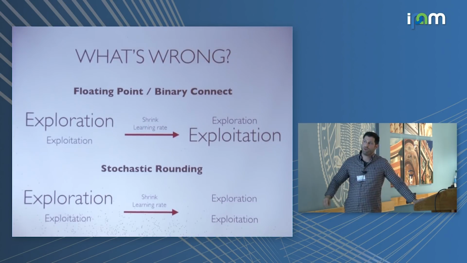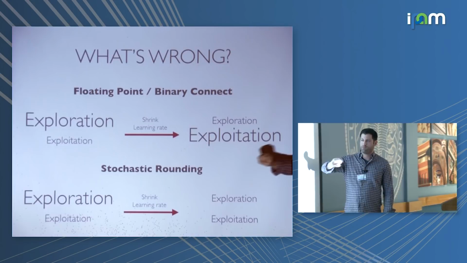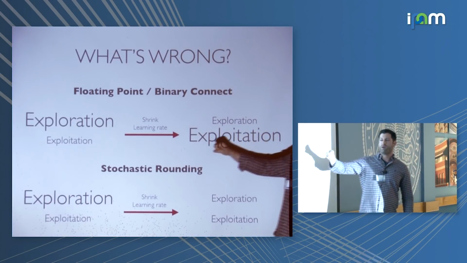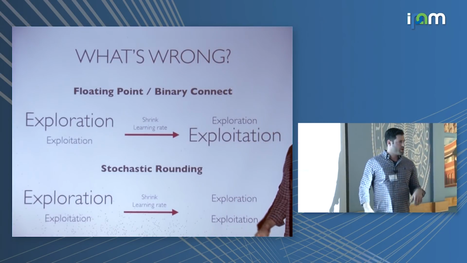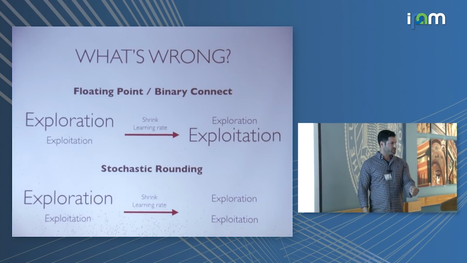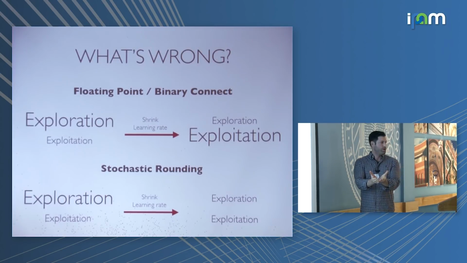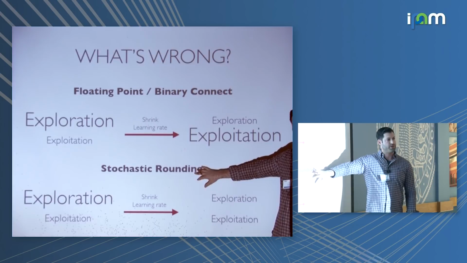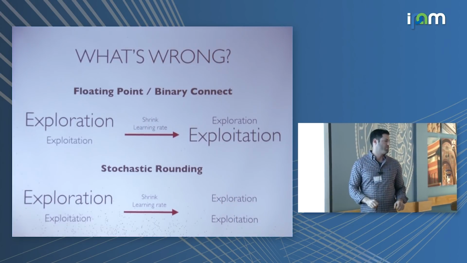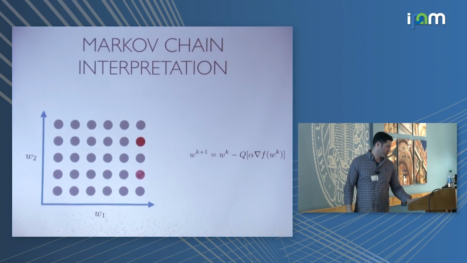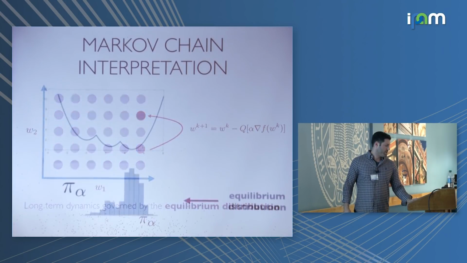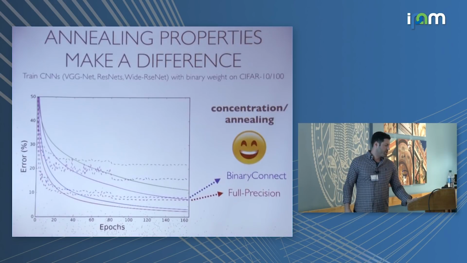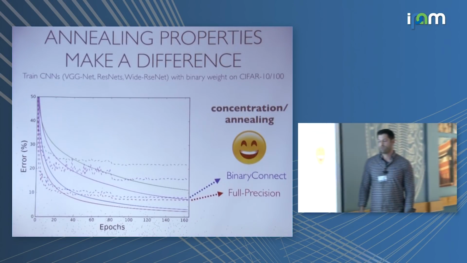And what we can actually prove is that these fully floating point algorithms, like binary connect, have an exploration-exploitation trade-off. So when the learning rate is large, they explore the landscape, and as the learning rate decays, they sort of aggressively settle into local minimizers, and they concentrate on those minimizers. But you can look at stochastic rounding, which is a fully quantized method, and this method doesn't have these concentration properties. I'll skip ahead a few slides. But in a nutshell, the lack of concentration properties explains the difference between these algorithms.